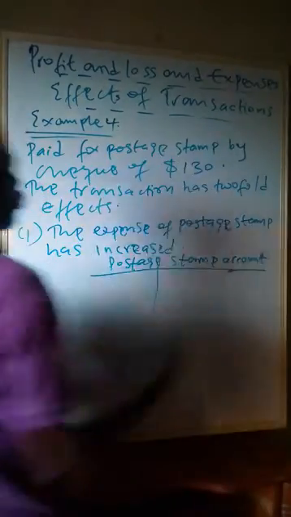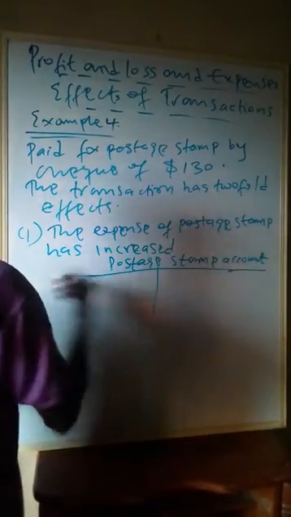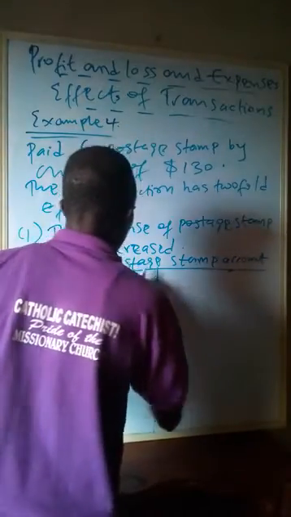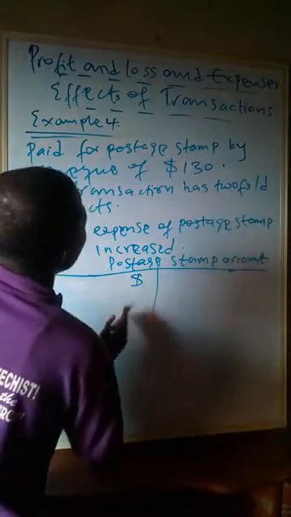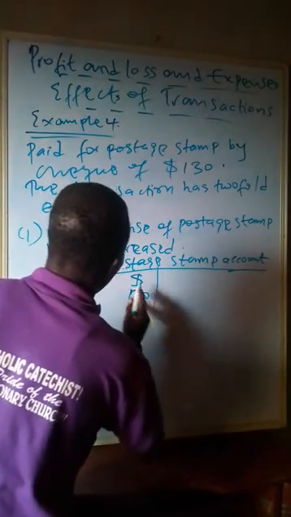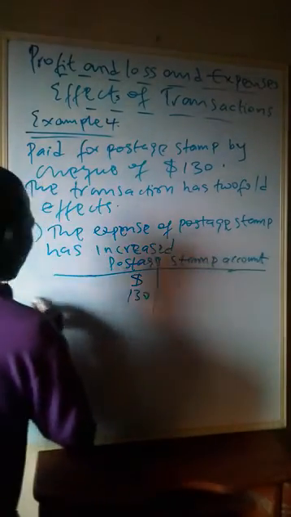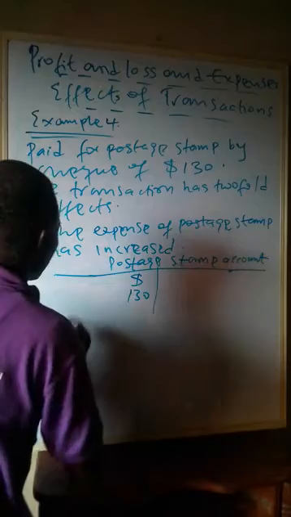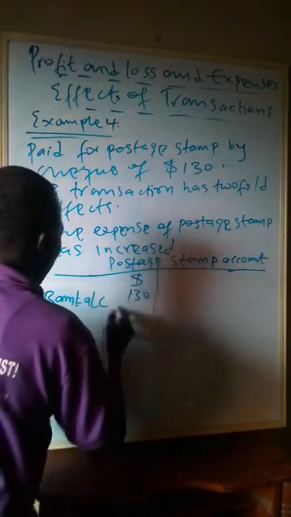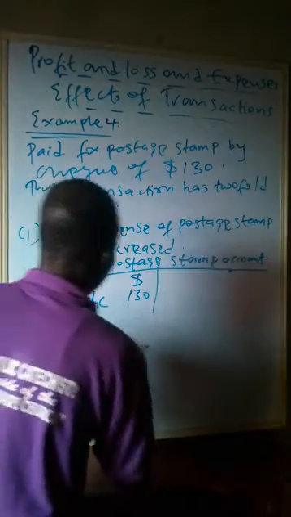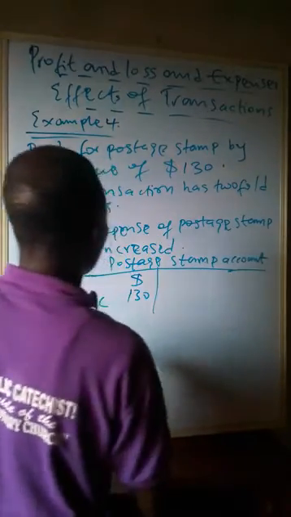You can write it in short form, you can write it in full form. It's allowed. When expenses increase, what do you do? You debit. And that is $130. And what is the corresponding? That is in check. That is bank. Bank account.